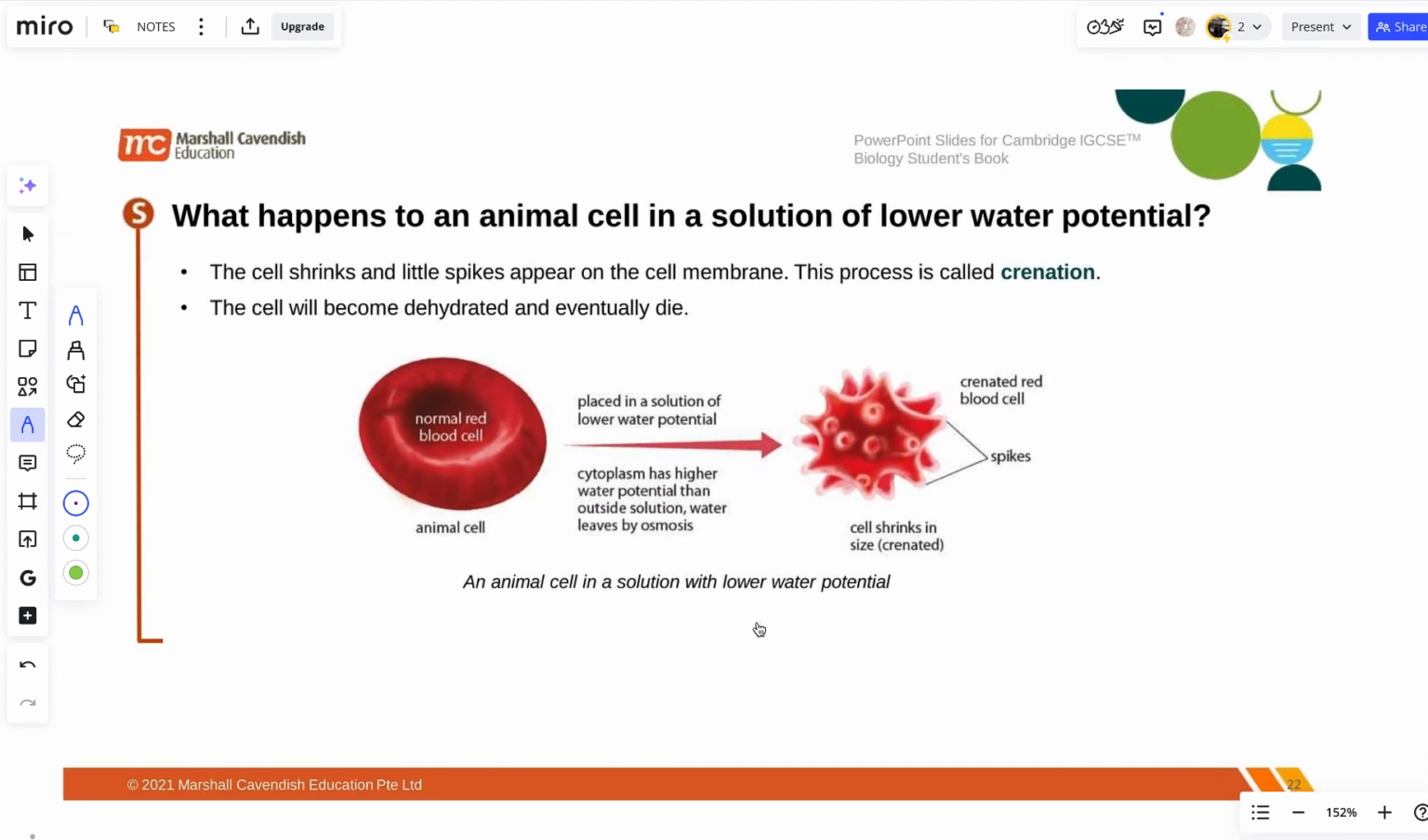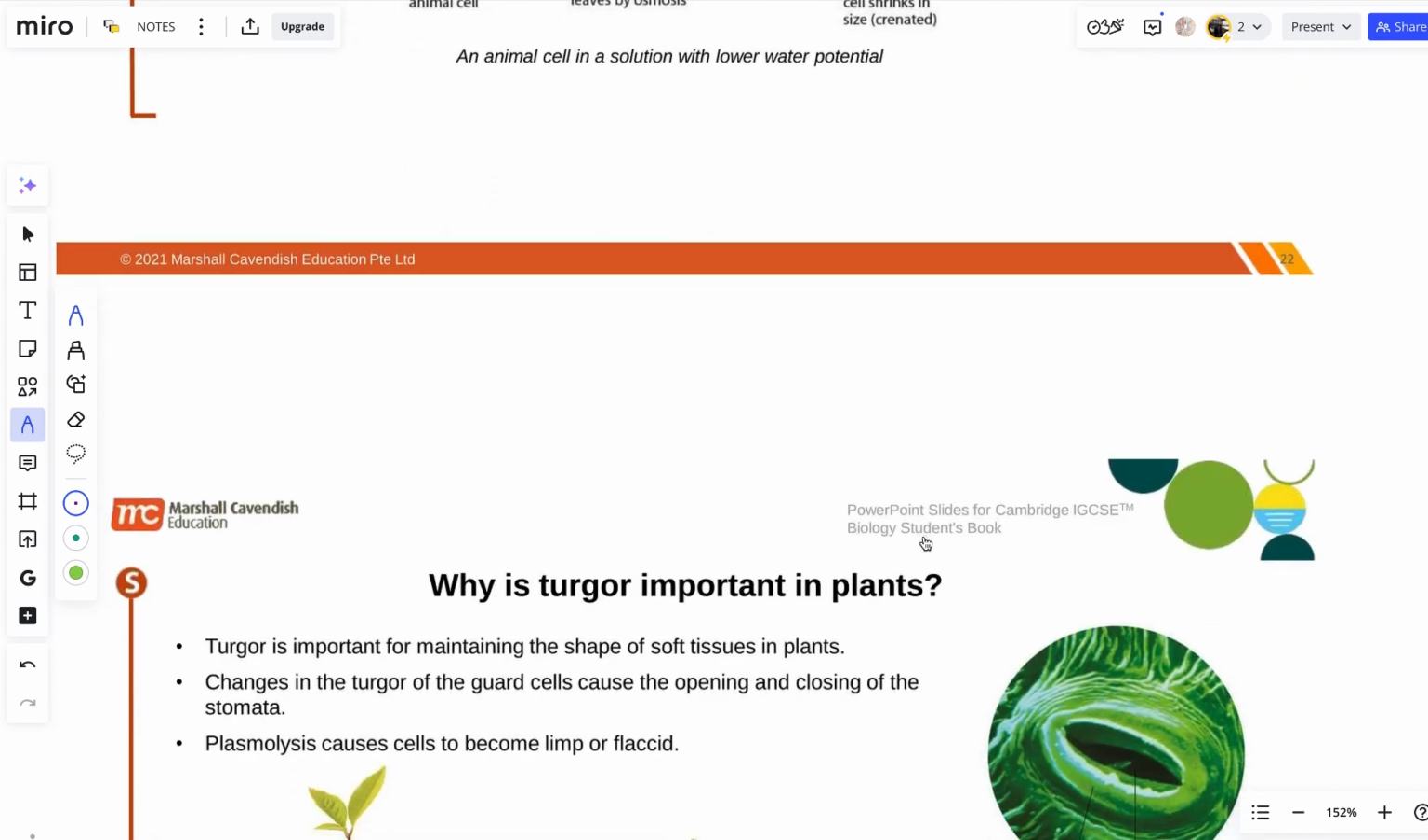What happens to animal cells in a lower water concentration? It will dry up. The animal cells in a solution with lower water concentration, what will happen to them? They become flaccid, they shrink. Flaccidity means it will shrink, and the process is called crenation. The cell shrinks and little spikes appear on the cell membrane. You can see some spikes appear on it. If it has less water concentration, the cell will shrink and you see something like spikes, and this process is called crenation. And the flaccidity will eventually happen, and it will dry up and die.